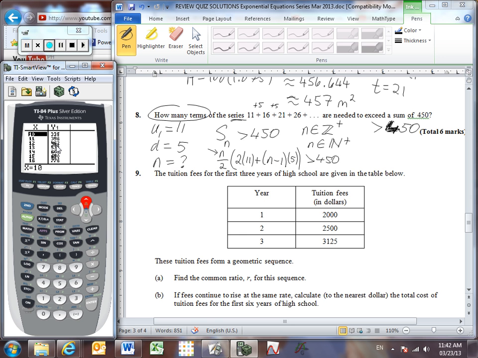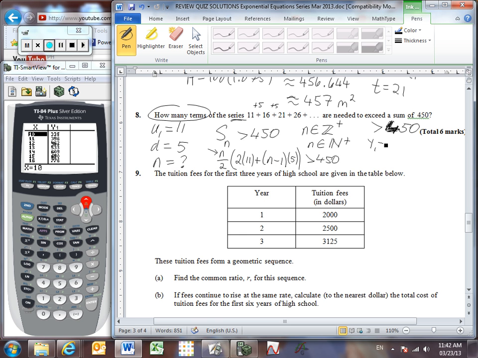So let's just show what we've done. Okay, we set up a y1 value as our x over 2 times (2 times 11 plus (x minus 1) times 5). And then we created a table, so we've got an x and a y1. When we were on the 11th row, we weren't quite big enough, but when we got to the 12th row, we finally were big enough. I think that says 462.